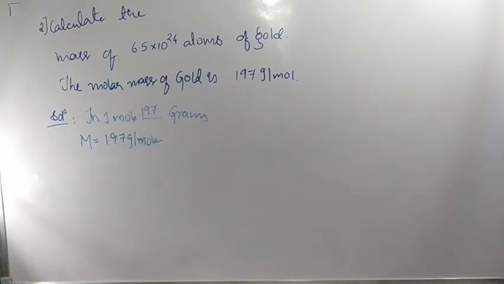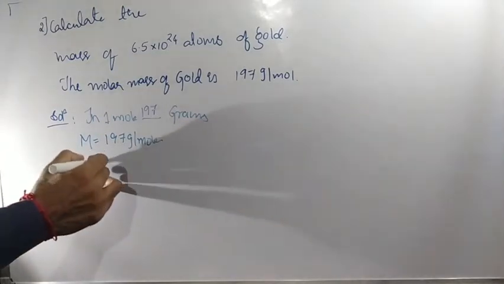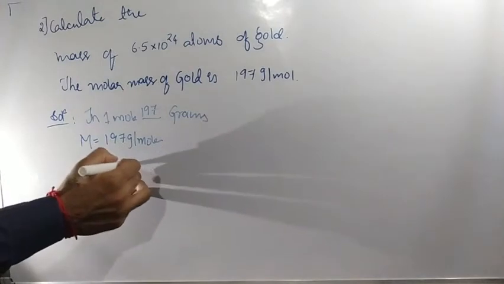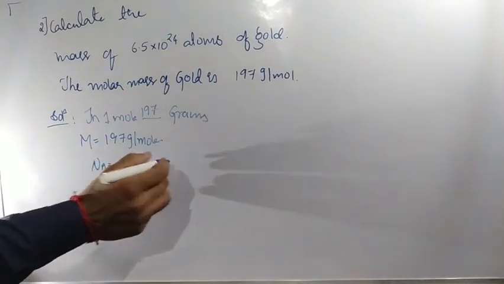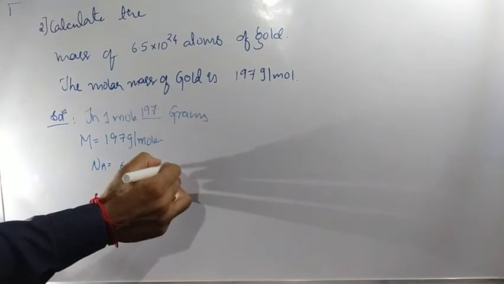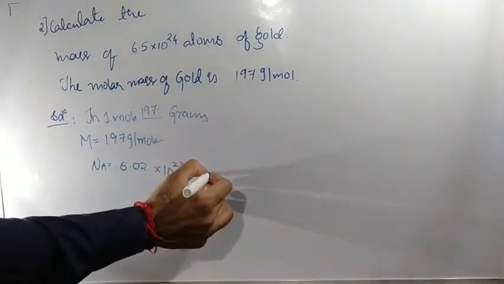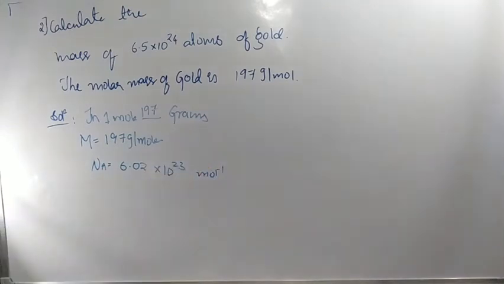Okay, next. We should remember Avogadro's number, that constant value. That value we should remember. That value is how much? 6.02 into 10 to the power of 23. Okay. So this is nothing but Avogadro's number. So these many atoms or molecules per mole it is. Okay, 6.02 into 10 to the power of 23.